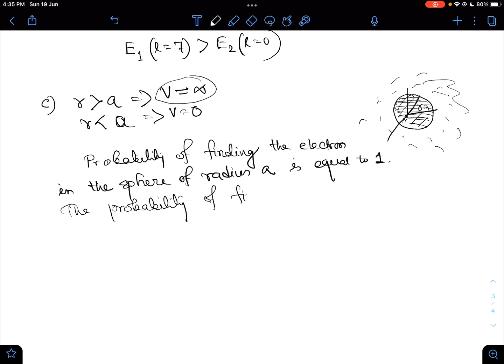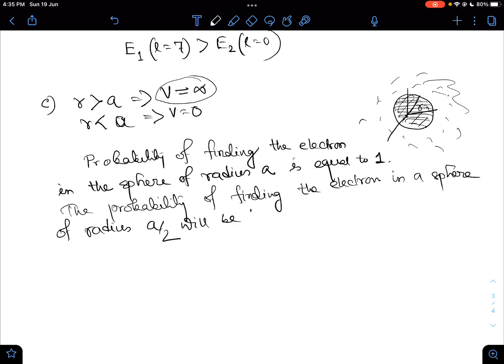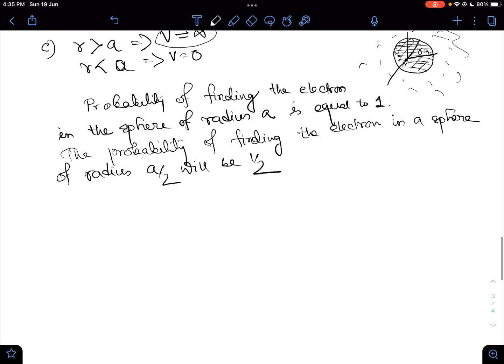So it is obvious that the probability of finding the electron in a sphere of radius a by 2 will be half.